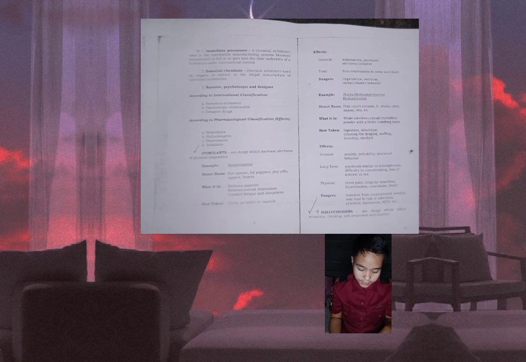Stimulants are drugs which increase alertness of physical disposition. For example, amphetamine. Street names: eye opener, lead poppers, pep pills, uppers, and hearts. What is it? It reduces appetite, relieves mental depression, and comforts fatigue and sleepiness. How taken? Orally, in tablet or capsule. Effects: general weakness, wakefulness, increased alertness, initiative. Dangers: dependence, overdose, violence, bizarre behavior.